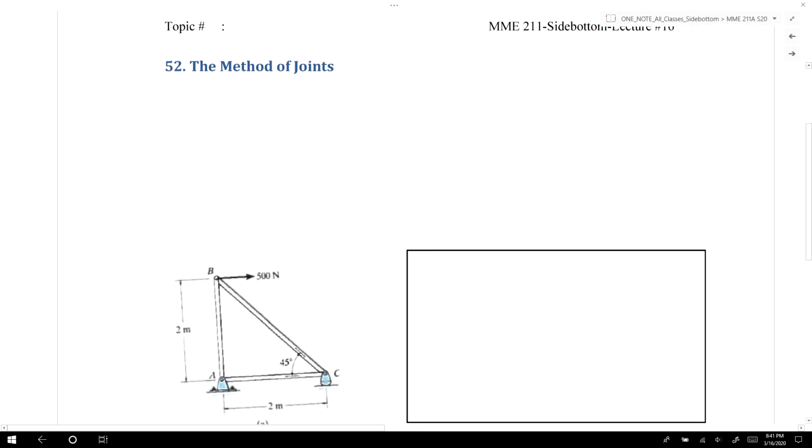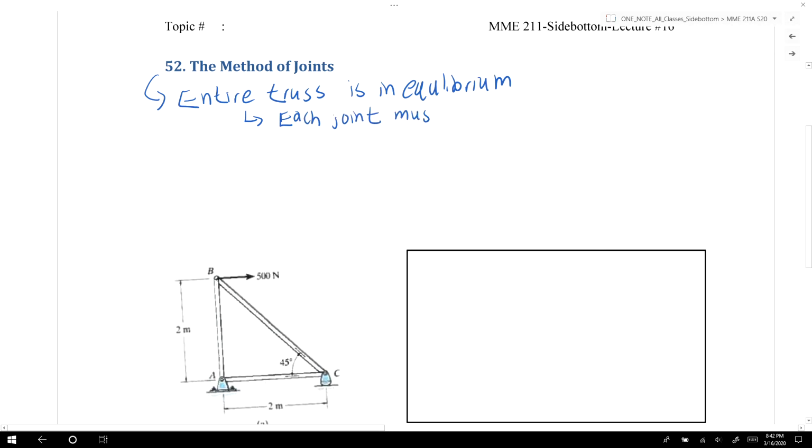So in this video we're going to cover topic number 52, which is the method of joints. The method of joints utilizes this fact. For our truss, we are assuming the entire truss is in equilibrium. So because the entire truss is in equilibrium, we're going to make the assumption that each joint must also be in equilibrium for the entire truss to be in equilibrium.